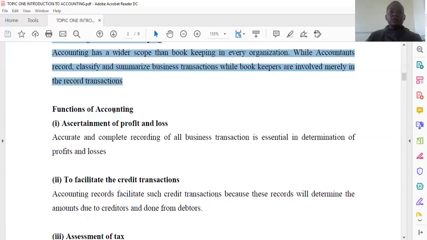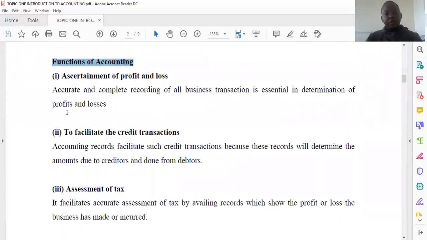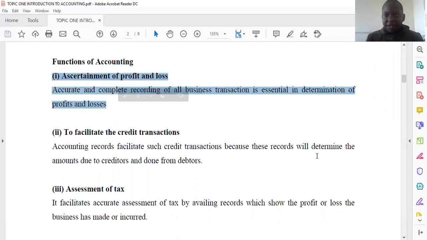Functions of accounting, or rather the objectives of accounting. We have several, but in our case, we shall look at a few of them. One is ascertainment of profit and loss. Most businesses are established to make a profit for the owner of the business. As such, the owner needs to know what profit has been made. And for him to know the profit, proper books of accounts have to be kept. The trading and profit and loss account, or rather the income statement, has to be properly prepared so as to give the net profit and the gross profit of the business for a particular period of time. And accounting serves that role very well.